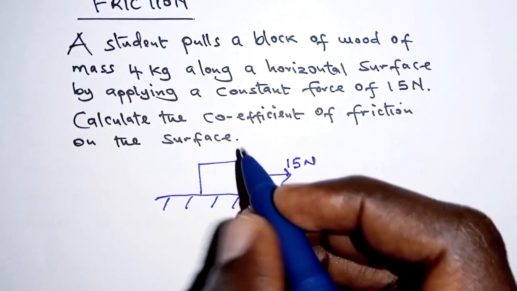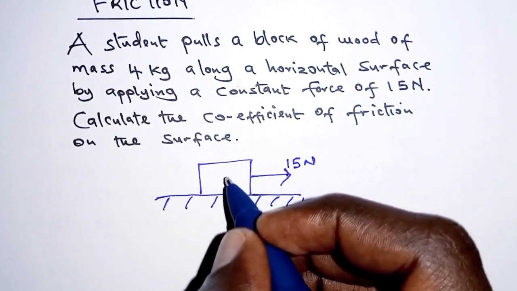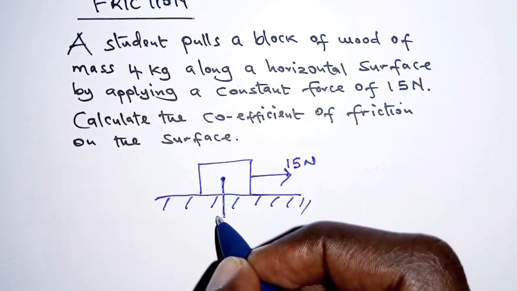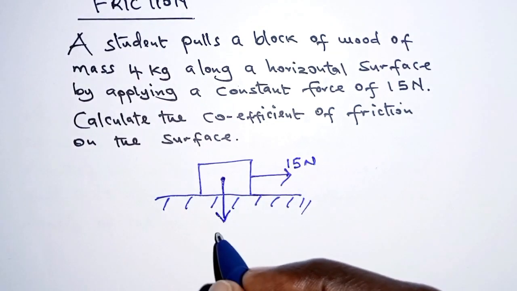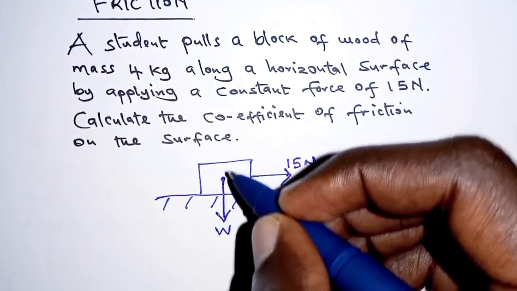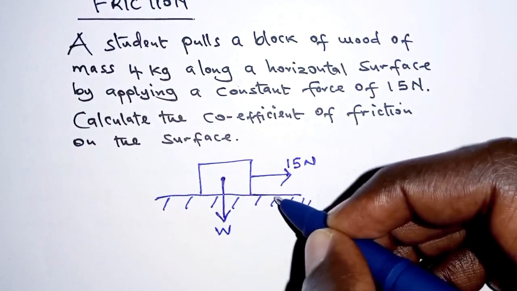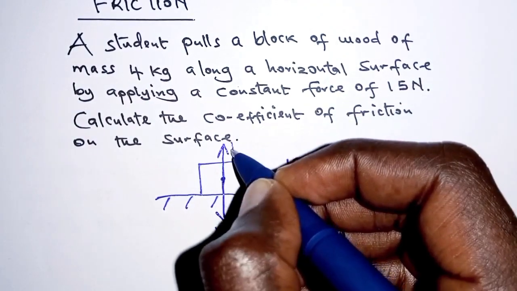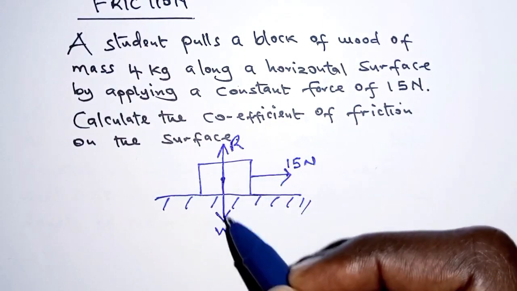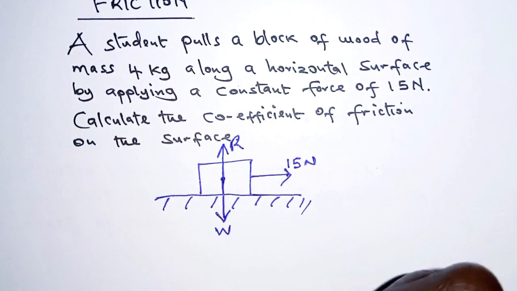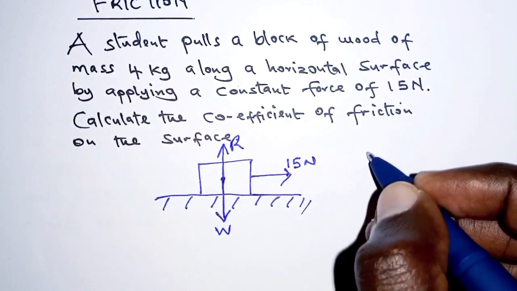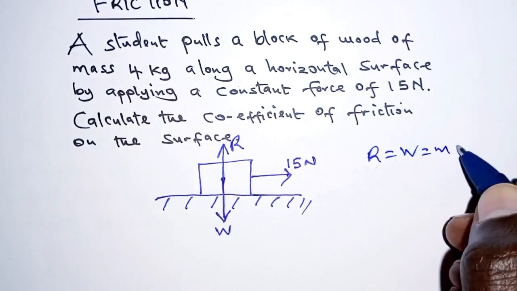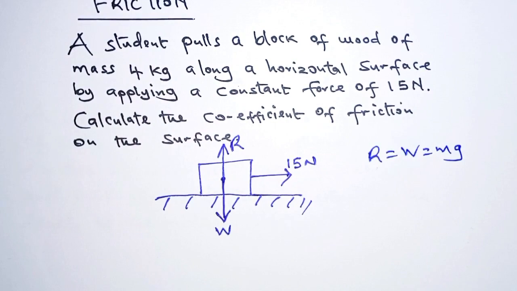Well, we need to note that if we have an object resting on a surface, then this object exerts an action force which is equivalent to the weight of the object, and the surface in turn exerts a reaction force. This reaction force is equal and opposite to its weight, and that means that the reaction force and the weight are equal. Remember, the weight is mass times the gravitational field strength.